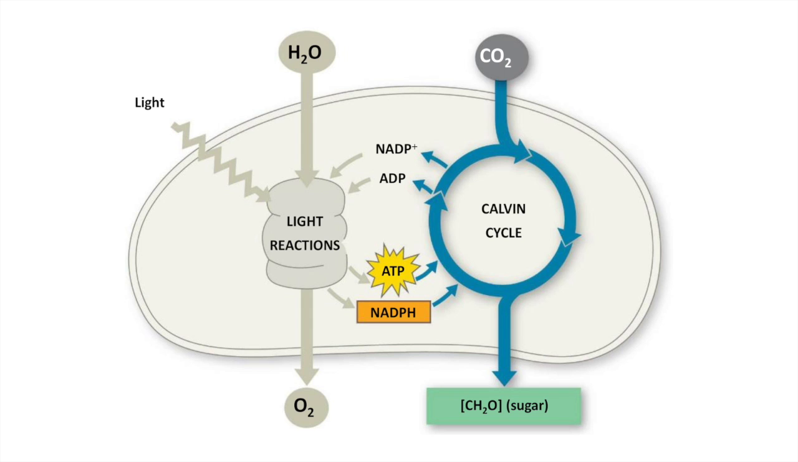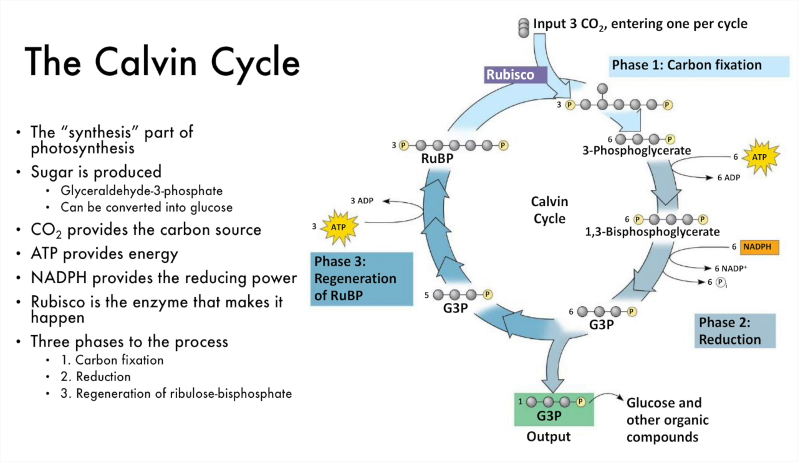Okay, now on to the Calvin cycle. Oh, this is a lot of text on one slide, so we'll take it slow. The Calvin cycle, again, that's the synthesis part of photosynthesis. This is where we take all that energy that we harvested and we use it to make sugar.